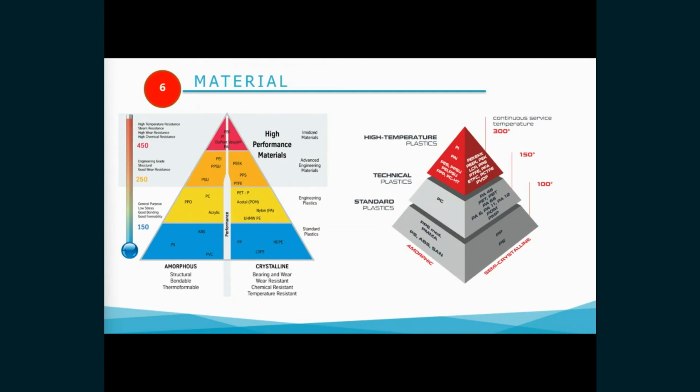PEEK uses FDM or SLS technology for the production of high performance parts. Plastics of these types are highly resistant to stress, temperature, and chemicals, and they can even be exposed to X-ray and gamma radiation. They are easy to machine and fabricate, but they require a 3D printer capable of reaching 400 degrees Celsius.